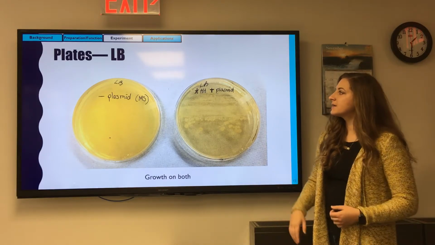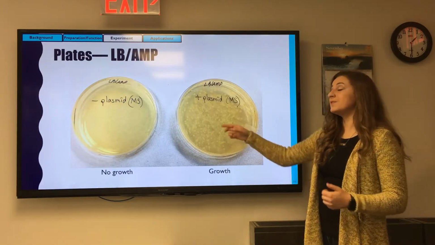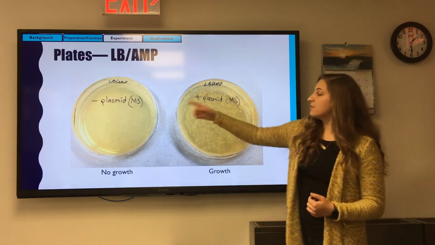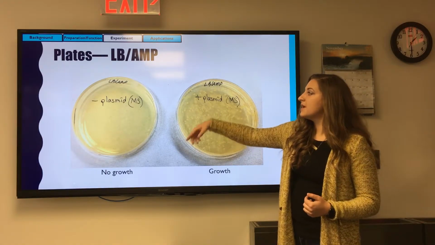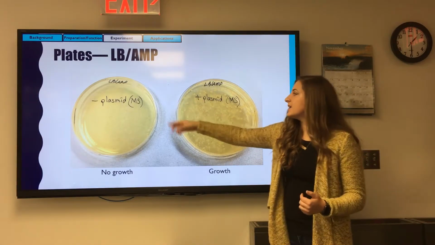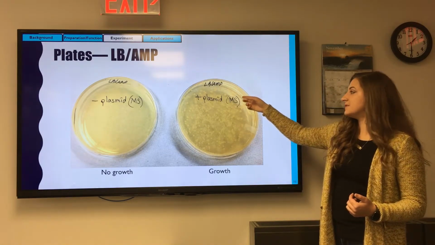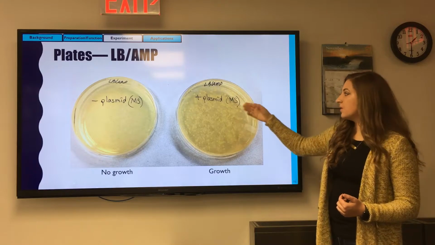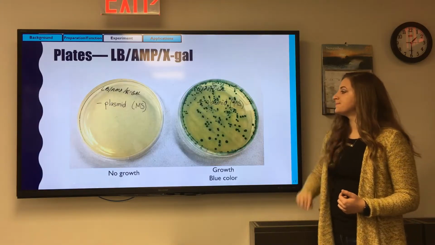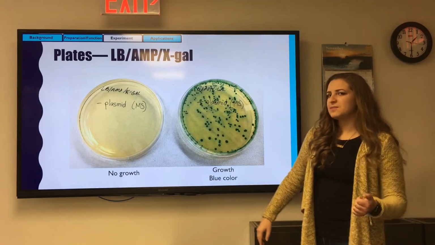There's no antibiotic. Plates 3 and 4, however, are a different story. There's no growth on the negative plasmid plate because there's antibiotic, ampicillin, added. However, there is growth on the plus plasmid plate because it has the antibiotic-resistant gene in it and it can grow on that medium.